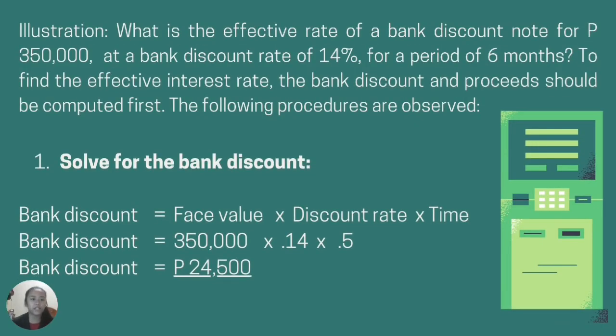We have the following illustration. What is the effective rate of a bank discount note for 350,000 at a bank discount rate of 14% for a period of 6 months? To find the effective interest rate, the bank discount and proceeds should be computed first. So the following procedures are observed. First, we solve the bank discount. We already know the formula, so let us substitute the given: 350,000 times 0.14 times 0.5 equals 24,500.